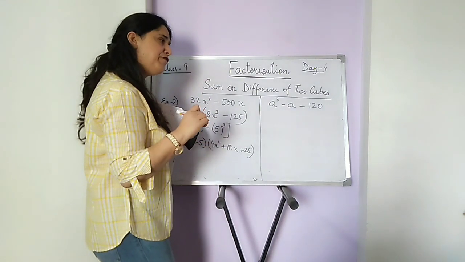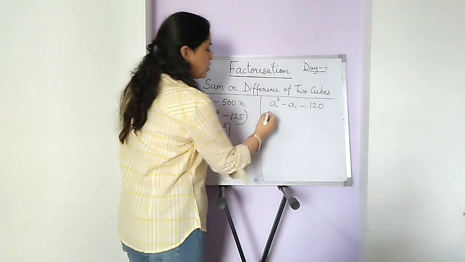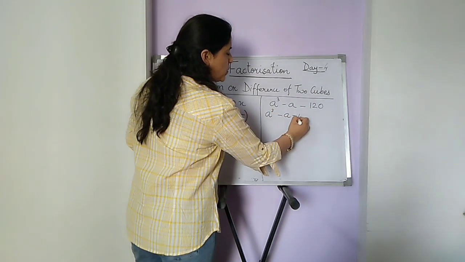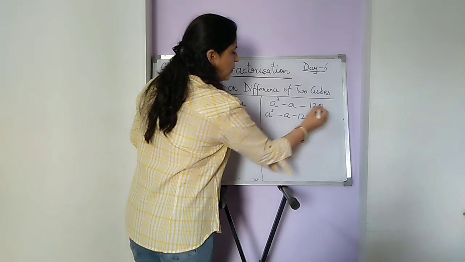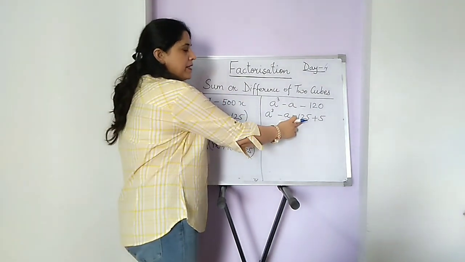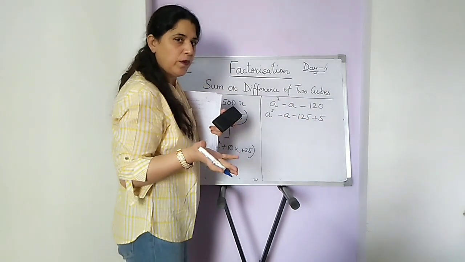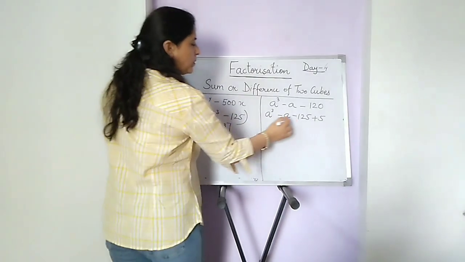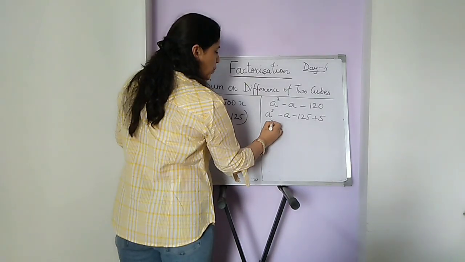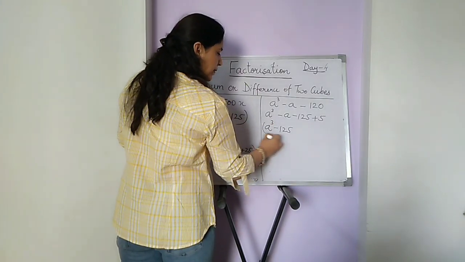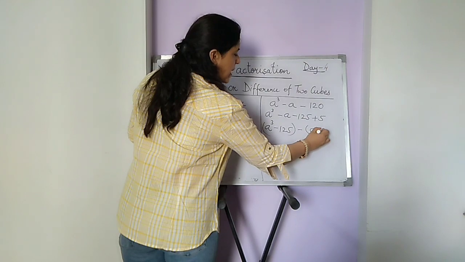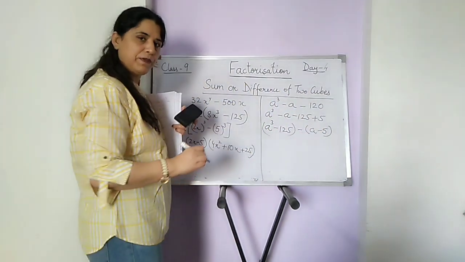Let us change it to 5 terms. Cube is there. So what we can do here is we can write this as minus 125 plus 5. What have I done? I have written minus 120 as minus 125 plus 5, which is minus 120 only. Now this goes with the cube part and this comes with a. We can write a cube minus 125 together, cubes, and minus a plus 5, so it goes as minus a minus 5. I hope this step is clear.